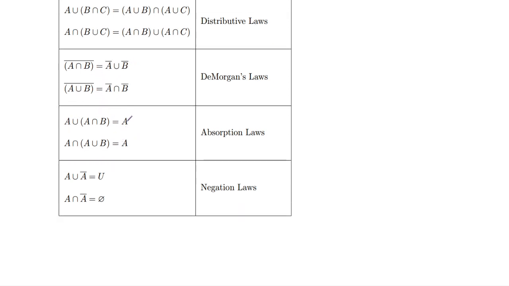You also have an absorption law. You can kind of think of this a little bit. If you took A and now I union it with A intersect B, in general, well, not every time, but in most situations, if you intersect two sets, you're going to get something smaller, right? And then if I union back with A, I'm just combining these lists, I'm going to get back A, right? So the intersection is contained in A, right? So when I union it with A, I'm going to get A back, okay?